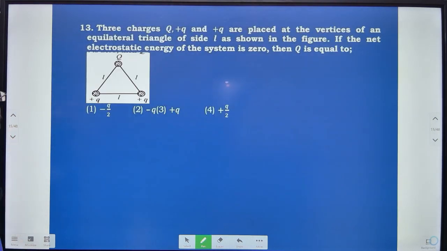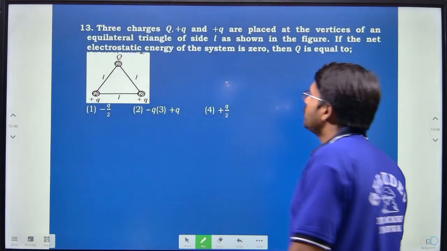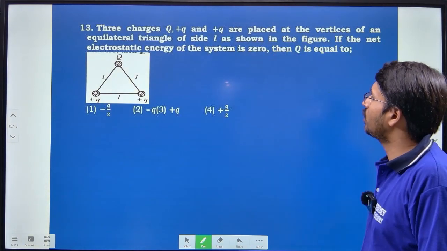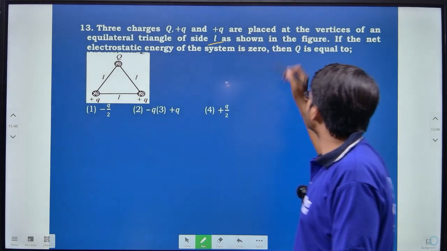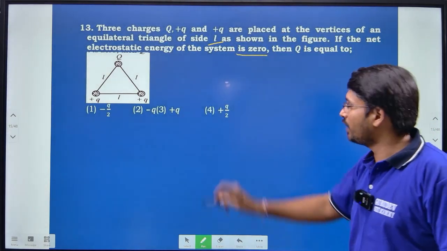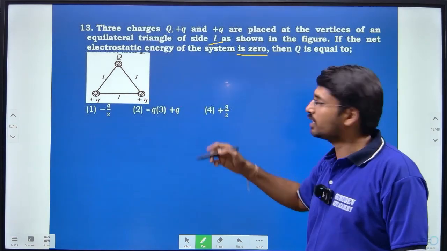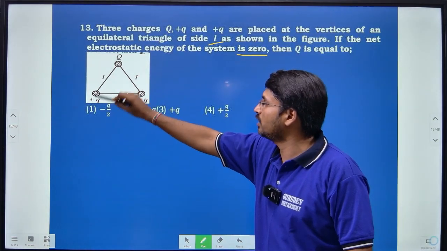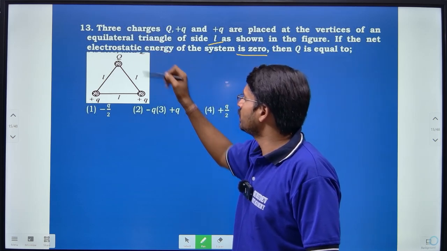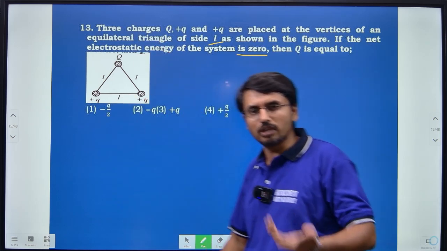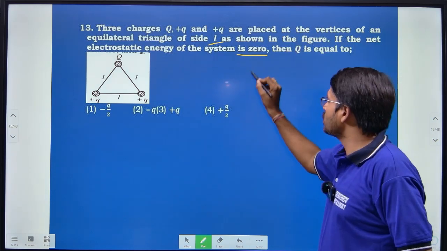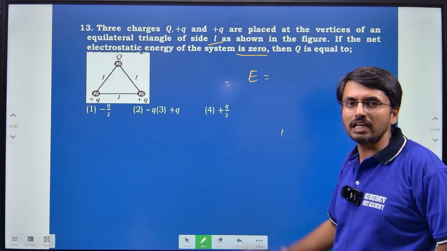Fine. Next. Three charges plus Q, plus Q and plus Q are placed at the vertices of an equilateral triangle of side L as shown in the figure. If the net electrostatic energy of the system is 0. Whenever we have three charges, what is the equation for the electrostatic energy? Between these two we have one energy term, between these two we have one energy term, and between plus Q and plus Q also we have one energy term, and the sum is equal to 0. So first we'll write the equation for the total energy and then equate it to 0.